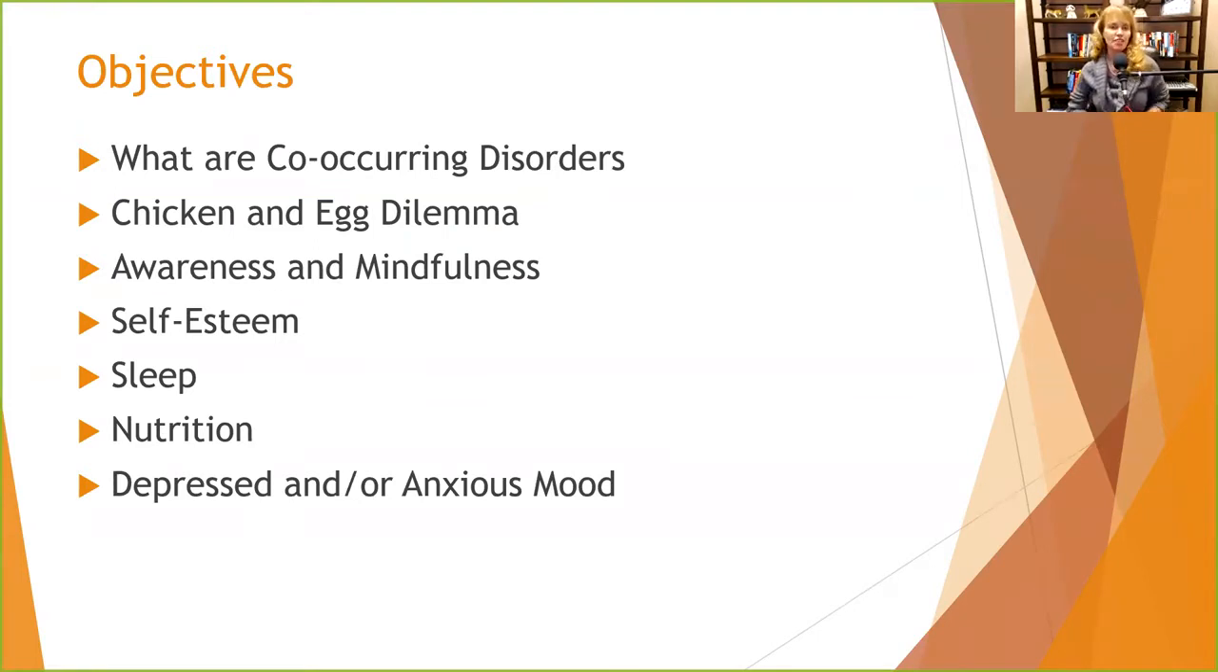We're going to start by defining what are co-occurring disorders and which one should be treated first, and that comes up still, unfortunately, as a discussion. So we're going to cover that real quick. Then we'll talk about awareness and mindfulness, self-esteem, sleep, nutrition, and how to handle depressed or anxious mood.